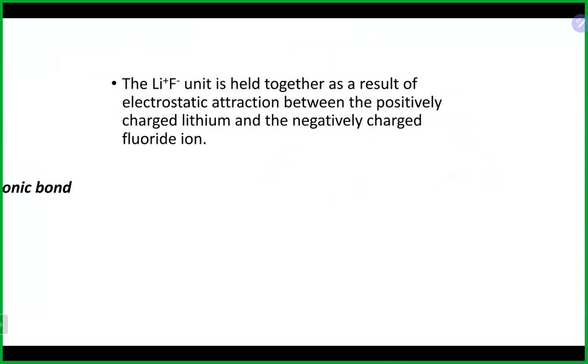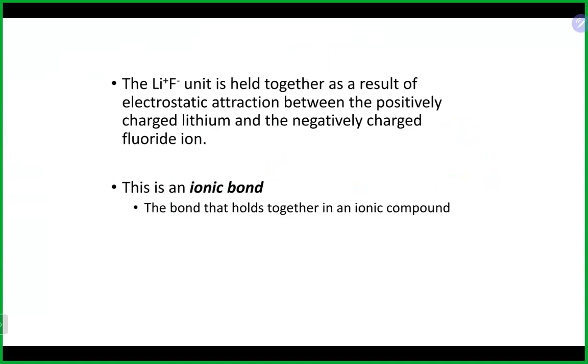Let's take a look at what we're talking about here. This is again an ionic bond. Once again, no sharing of electrons. Both the metal and the non-metal are able to achieve that really stable noble gas configuration by losing and gaining electrons.